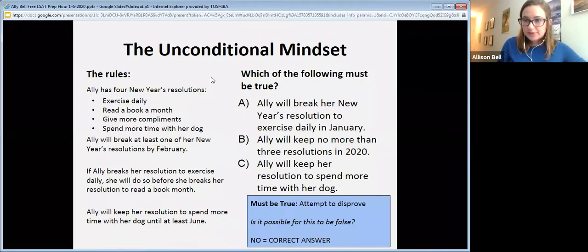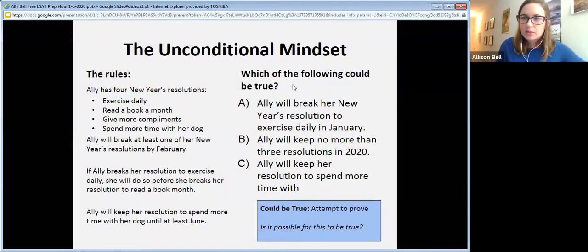So we've seen now a question that's asking us for something that must be true. But the LSAT will also sometimes ask us what could be true. And we want to approach that a little bit differently. Now we're no longer looking for something that absolutely cannot be false. We're just looking for something that's possible based on all of the rules.